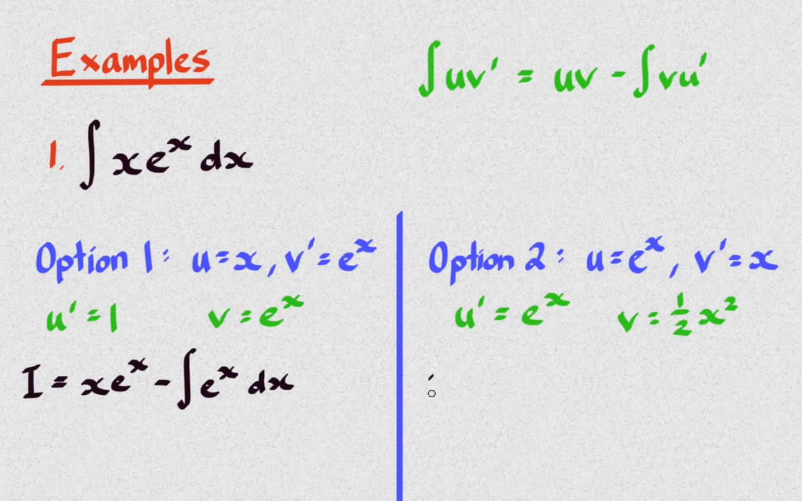Okay, in option 2, the integral would be written as uv, so e to the x times half x squared. So half x squared and e to the x are multiplied together, minus the integral of vu dash, so half x squared times e to the x.